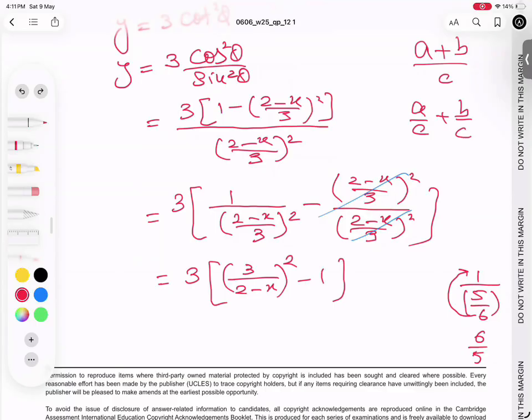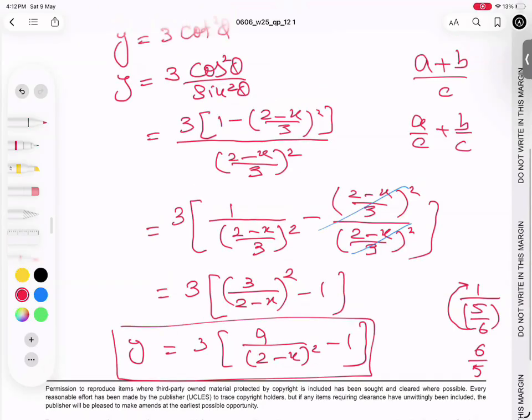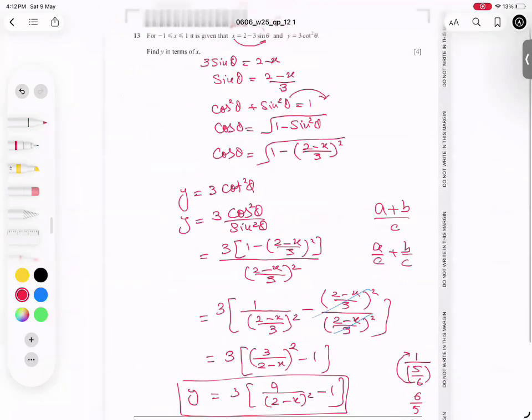Now, is this done? Yes, we can say this is done as well. Or at most, you can open the bracket. You can say 9 over (2 minus x) whole squared, minus 1. And this is our final answer. I hope the concept is clear and the paper is completely over.